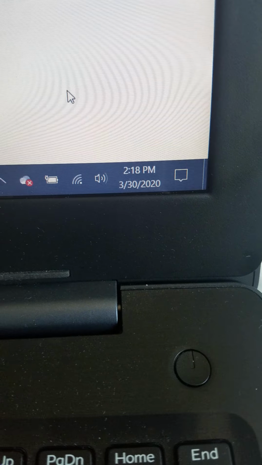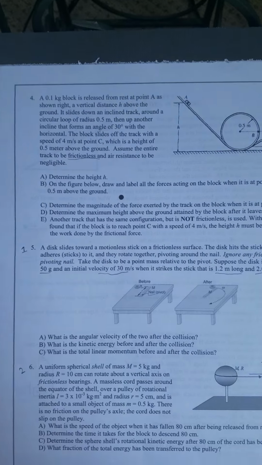Here's the time in case of any uploading issues. Okay.